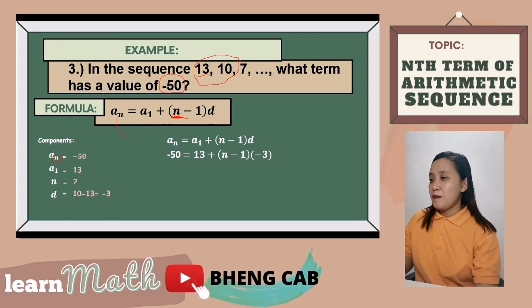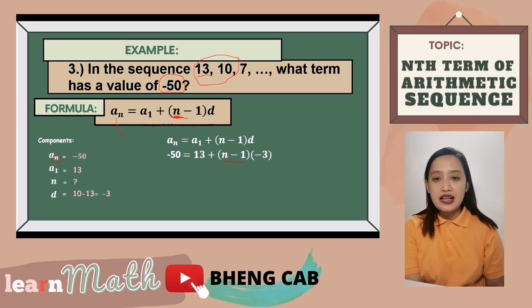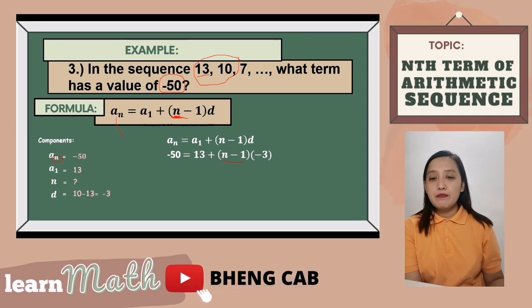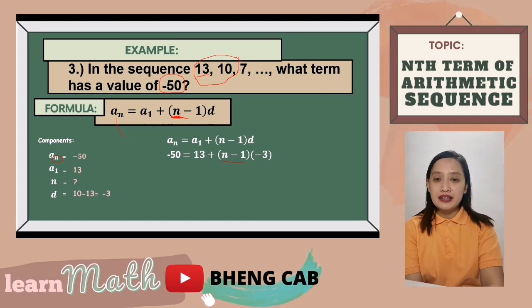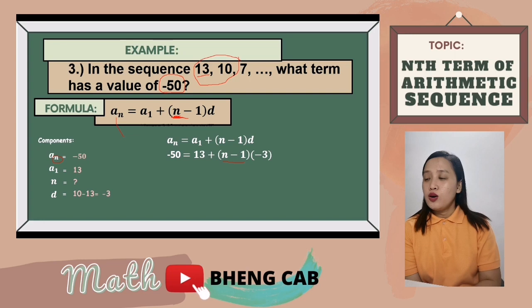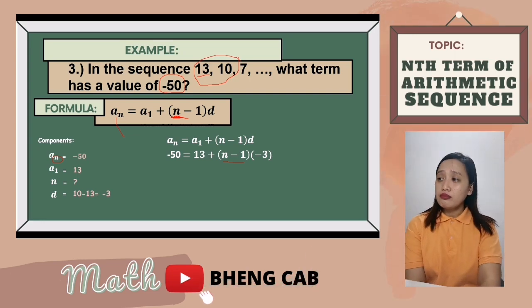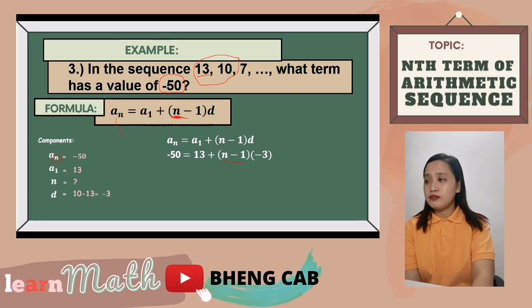So, kung mapapansin nyo, the usual way na ginawa natin kanina for examples 1 and 2, sinimplify natin yung nasa loob ng parentheses. But, since we have here dissimilar term, meron tayo ditong with variable, at yung isa naman constant.